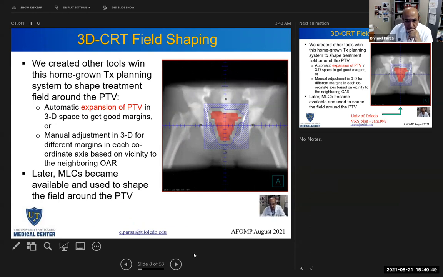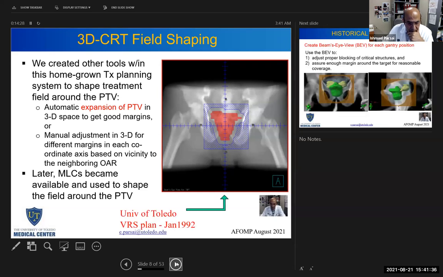So the dose shaping, as I said, was being done, at least in the program that we had. We created a number of automated features, such as expansion of the PTV or even manual adjustment of the PTV. Let's say on the rectum side, if you wanted to put less margin versus the other side, we would have been able to do that, to manage the dose to the organs at risk, and also to have enough margin to cover the given PTV. Later, of course, the multi-leaf collimator system became available and was used to shape the target.